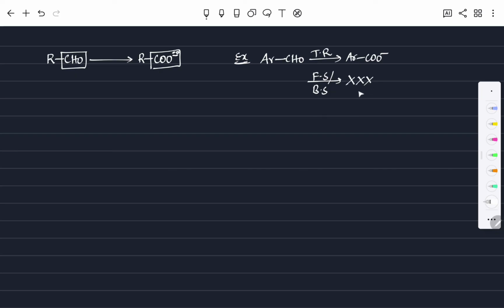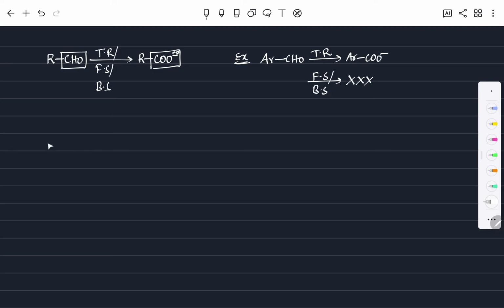Failing solution or Benedict solution, no reaction. Aliphatic aldehyde, we can use Tollens reagent, we can use Fehling solution, we can use Benedict solution. But for aromatic aldehydes, only Tollens reagent oxidizes, and Fehling solution and Benedict solution, no oxidation.